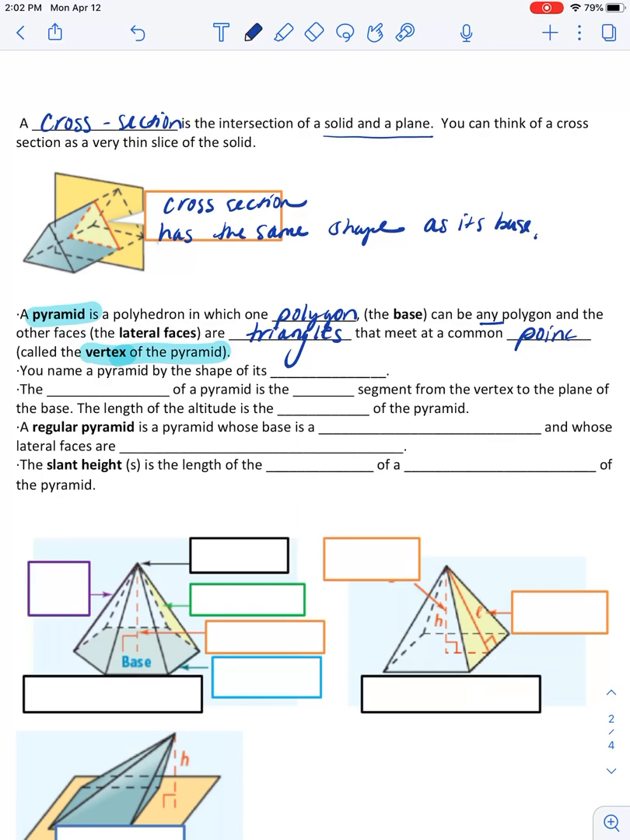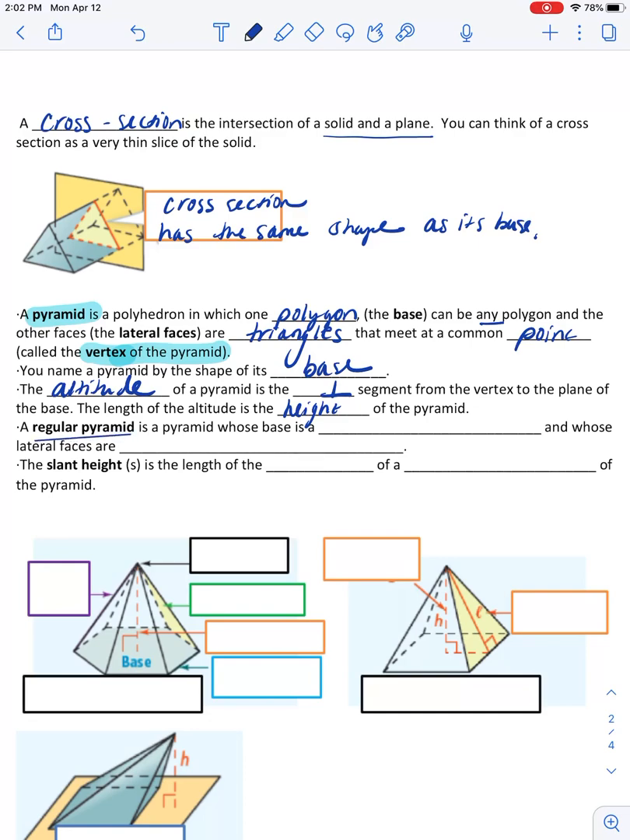Just like in a prism, we name a pyramid by the shape of its base, so it might be a square pyramid, or a triangular pyramid, or a hexagonal pyramid, which is made of a hexagon base. And we also need to know that the altitude of a pyramid is the perpendicular segment from the vertex to the plane of the base. We'll explain this in the pictures below. The length of that altitude is the height of the pyramid. So height and altitude are one and the same, but understand that it has to be perpendicular.